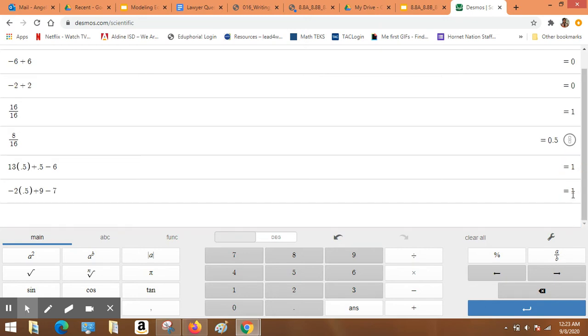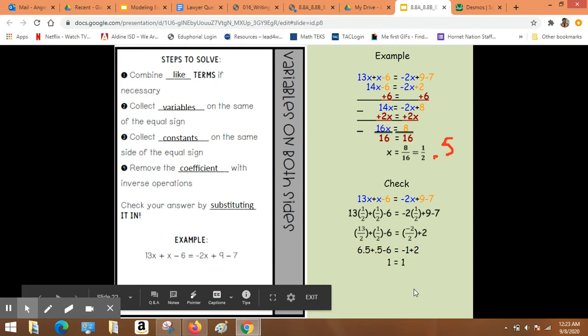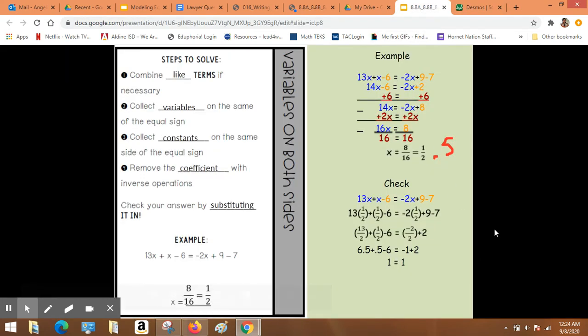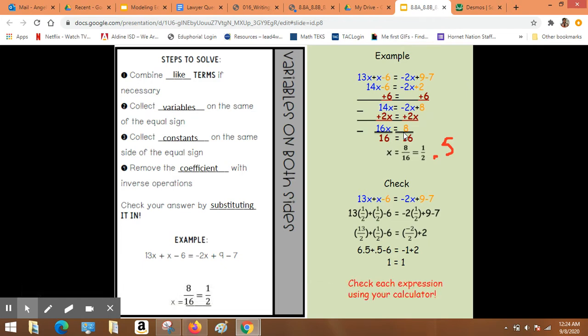So does my 1 equal 1? And is that true? Does 1 equal 1? Yes, so that lets me know I am correct. I did solve it correctly. So you can either use your fractions, just follow the steps, or you can go ahead and use your calculator as well and plug in your decimal form, whichever works for you. Either one of them is correct as long as it says something equals something. If they're not equal, then that means we did something wrong and we're going to have to go back and solve our equations again. Okay, so yay, you got this.